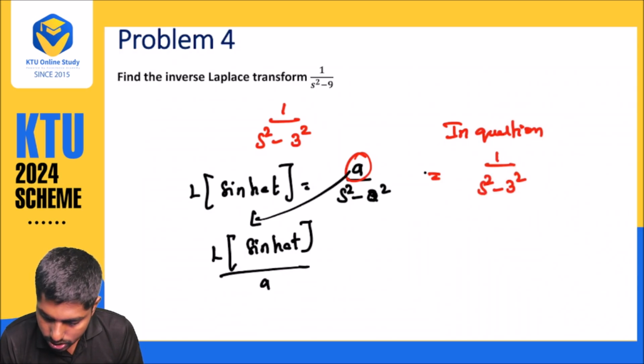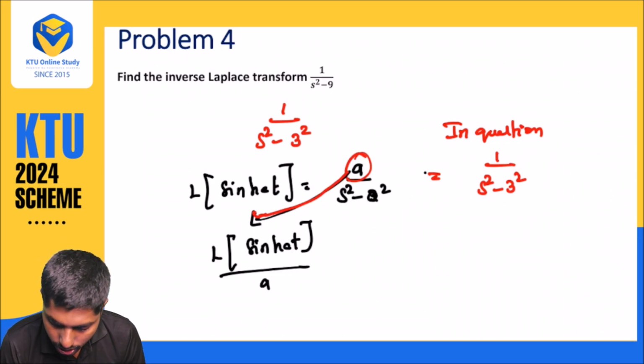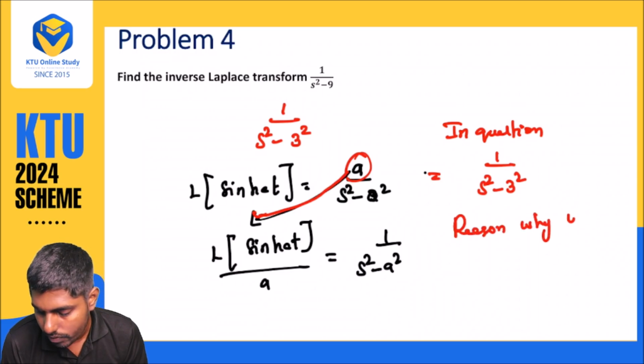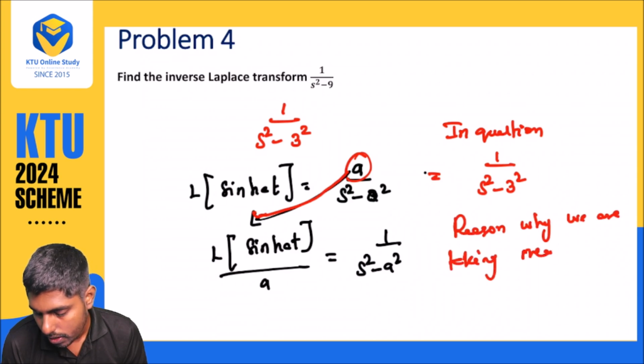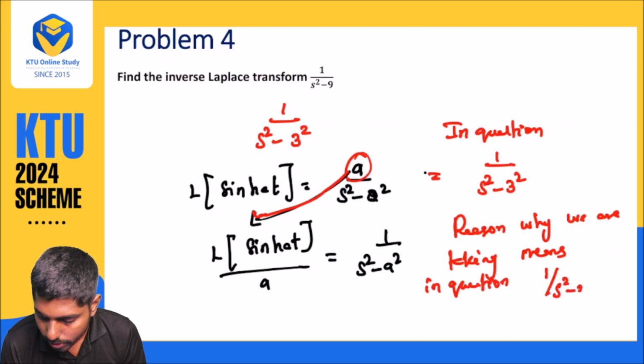Reason: shall we take this one to this direction? It is equal only, no. That is the denominator I am taking. The reason why I am taking it is that it will convert into 1 divided by x square minus a square. In the question they have given 1 divided by x square minus 3 square.